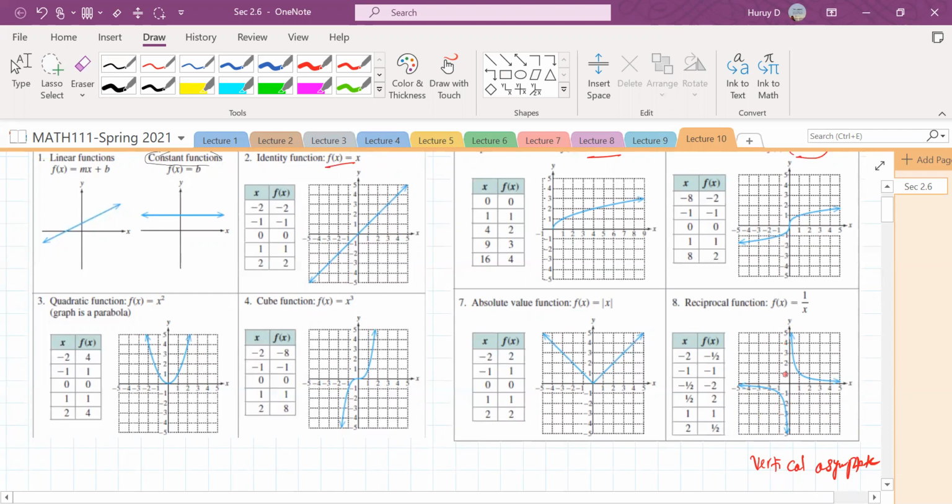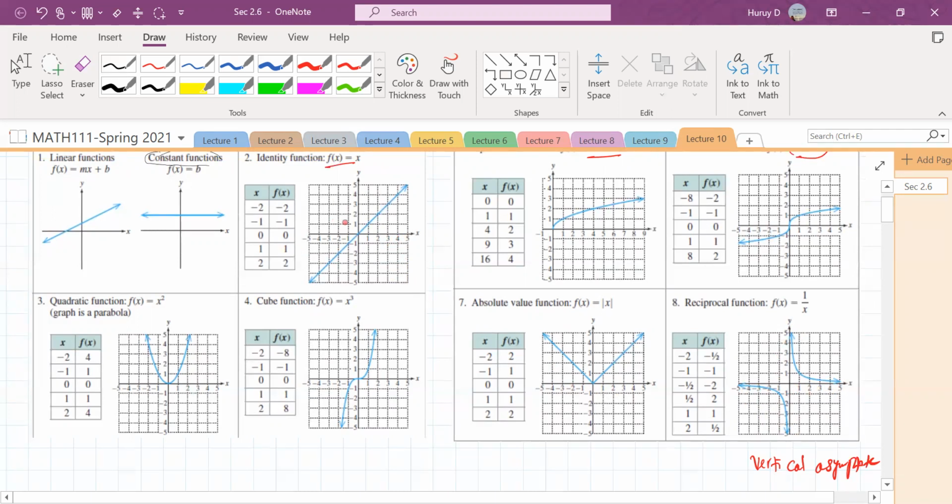It's not always vertical. Sometimes, even here, we have the x-axis as a horizontal asymptote, and the y-axis is a vertical asymptote in this case. So these are the basic functions and their respective graphs.